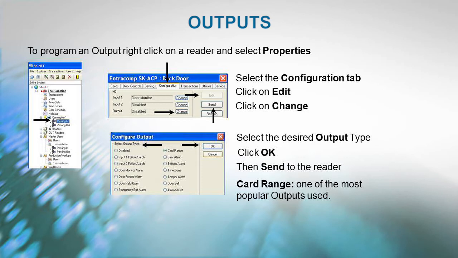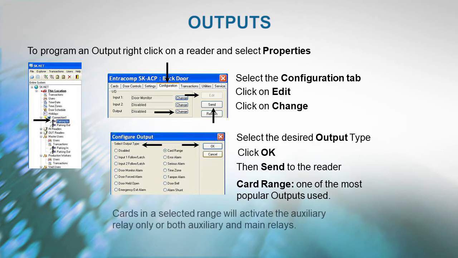The card range is one of the most popular outputs used. Cards in a selected range will activate the auxiliary relay only or both the auxiliary and main relays. Typically, this is used so specific cards can cause something special or extra to happen. The relay can also be set to toggle mode.